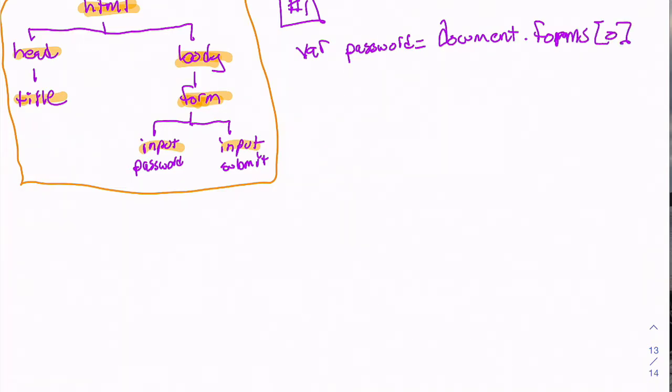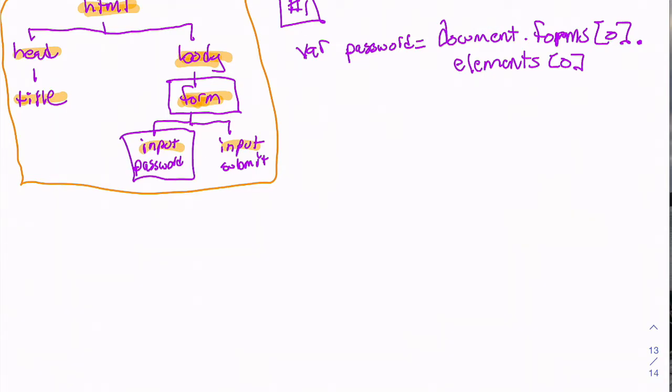sub 0. So if I do form sub 0, that's going to get me access to the first form in the document. But as you can see, there's only one form in the document. So that's going to give me access to the form that I want, that first form. And then I would continue this on the same line, dot elements sub 0. That would get me access to the first element that's under the first form, and that would be the password element.